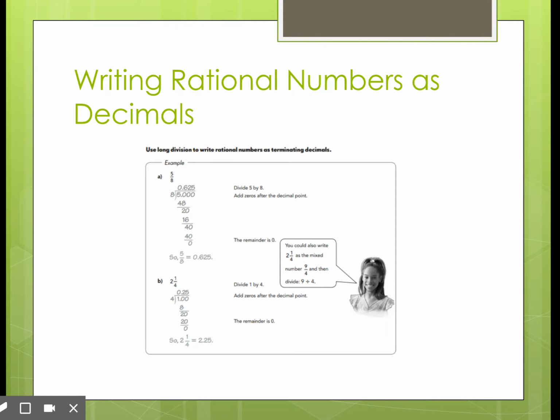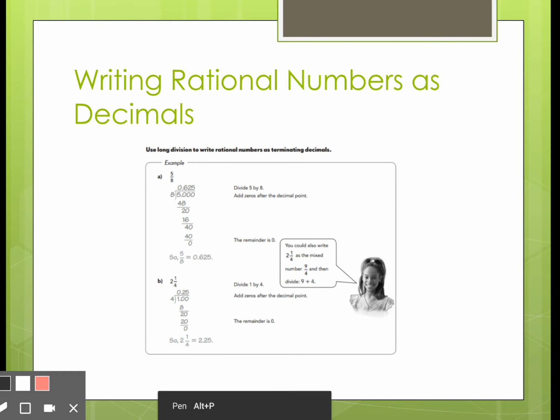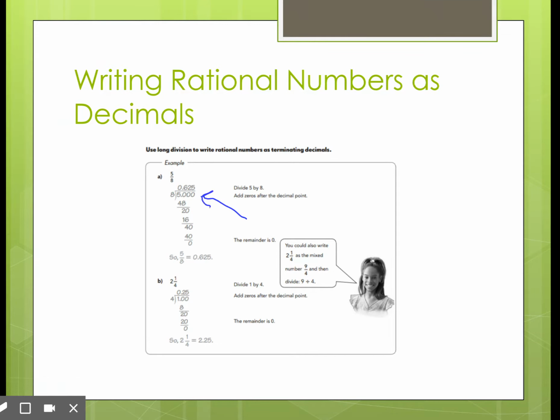So here I have some examples of writing rational numbers as decimals. In this case, they turned 5/8 into a division problem. Notice that we are adding a decimal and they chose to add 3 zeros. You can start one at a time and keep adding if you want. But we know that's necessary because we know 5/8 is less than 1. So we know our answer is going to be below 1 and we need to add some zeros there.